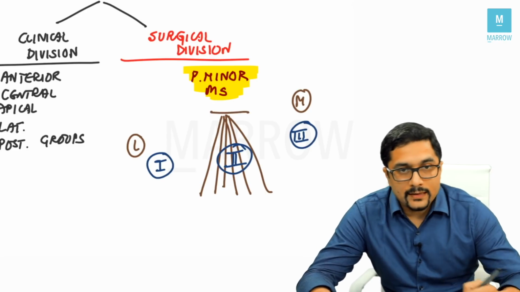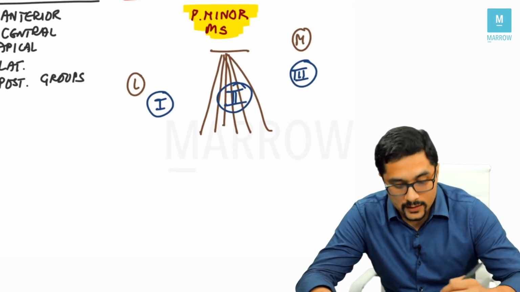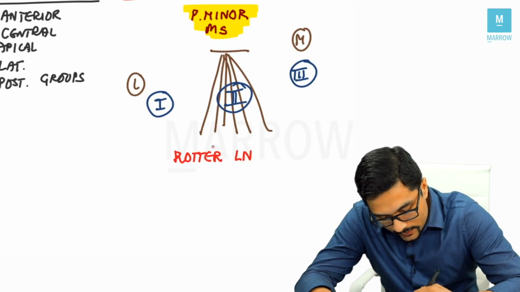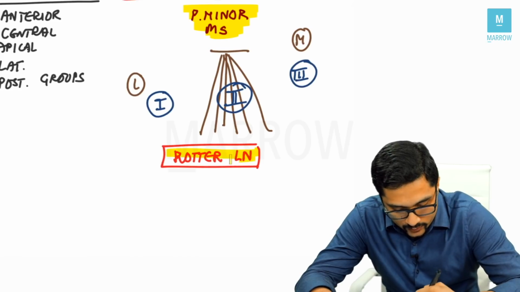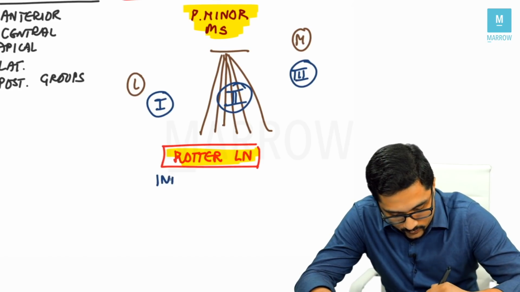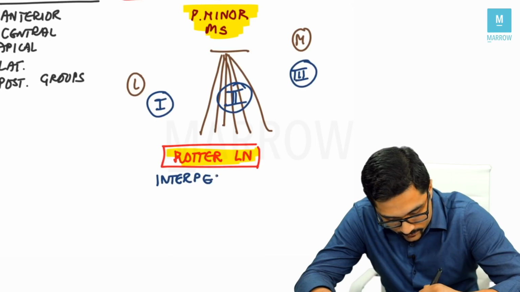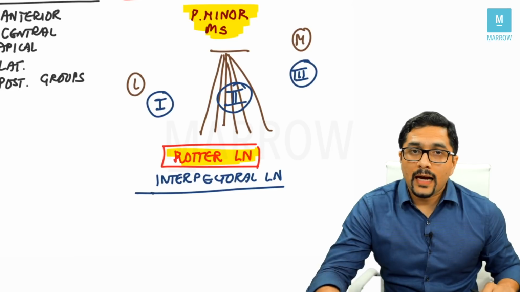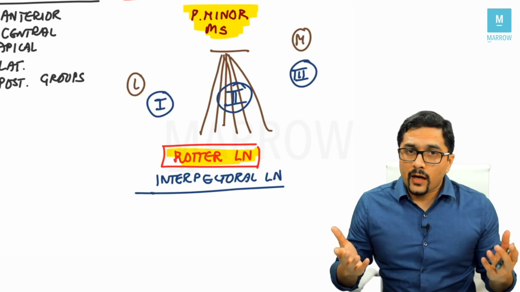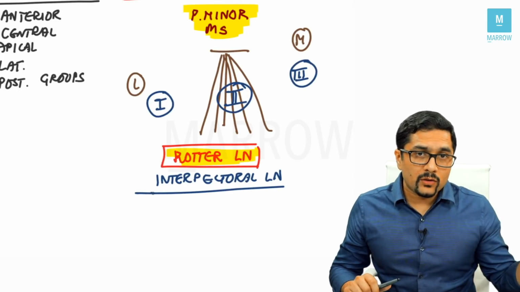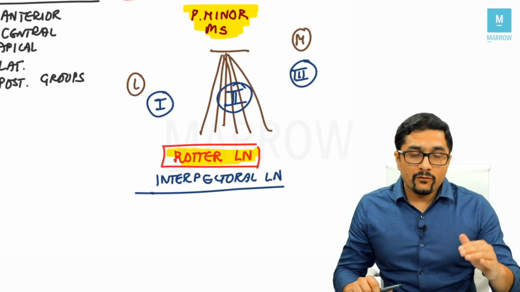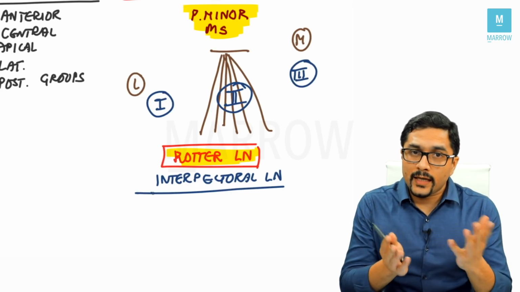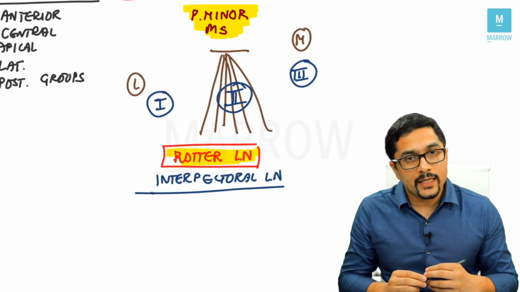What is very important for the exam, and this has been asked twice in the last 2 years, are the Rotter's lymph nodes. The Rotter's lymph nodes are interpectoral lymph nodes. That means they lie between the pectoralis major and pectoralis minor. Now, if you're asked in the exam which level Rotter's group fall under, it is level 2, right? But in reality, they are interpectoral lymph nodes between the pectoralis major and minor.